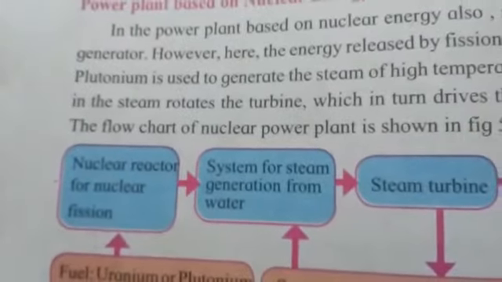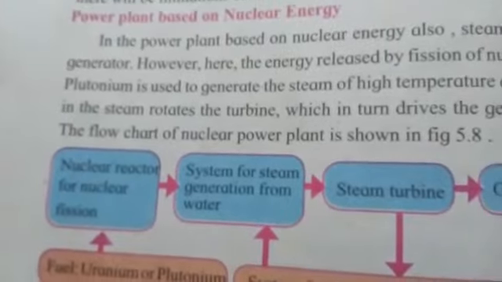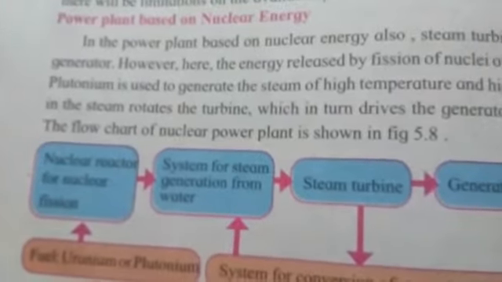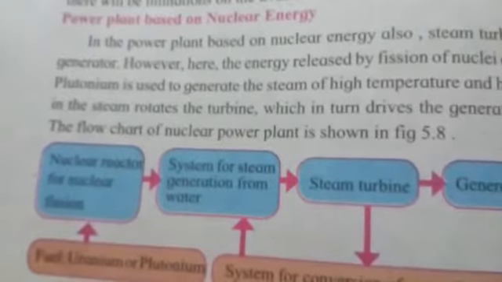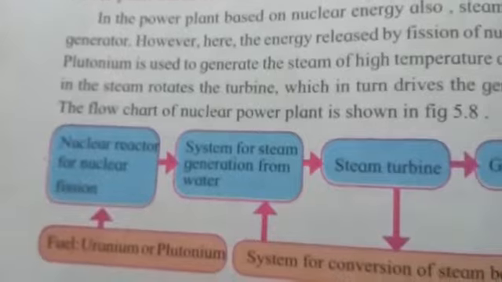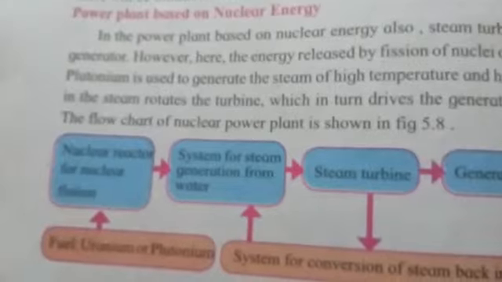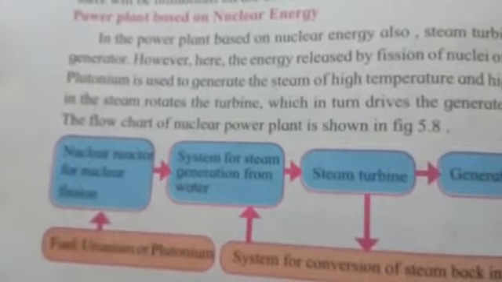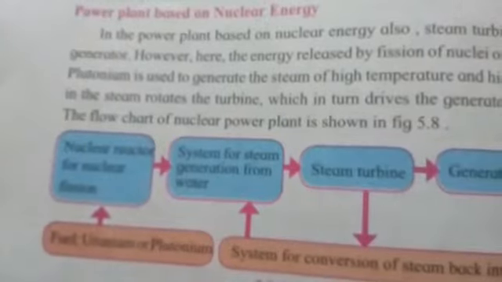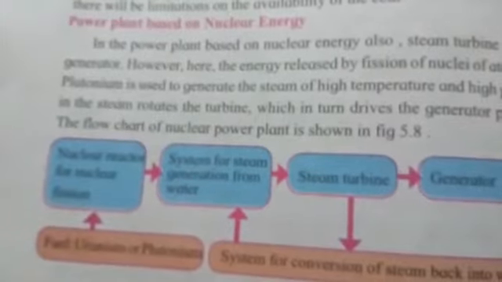The same energy will be used to generate steam of high temperature and high pressure, and the steam will rotate the turbine. Turbine is connected to the generator. There the generator will convert the kinetic energy of the steam into electrical energy. So this is how electricity is produced in the nuclear power plant. A nuclear power plant is very much like the thermal power plant. The only thing is that in the thermal power plant, coal was used as a fuel, and here the nucleus of the radioactive elements will be used for the production of energy.